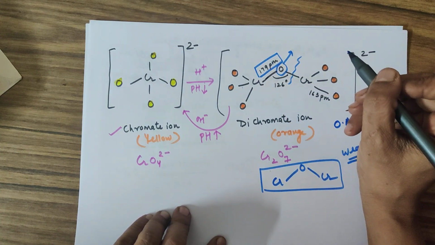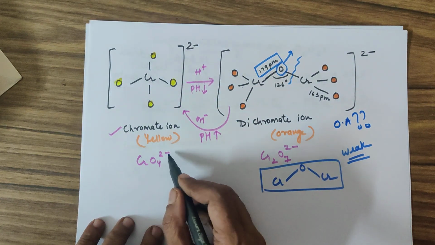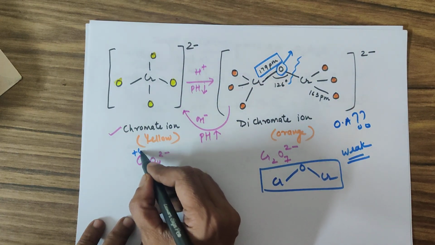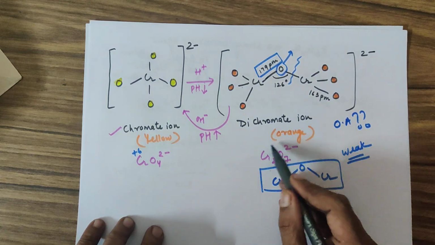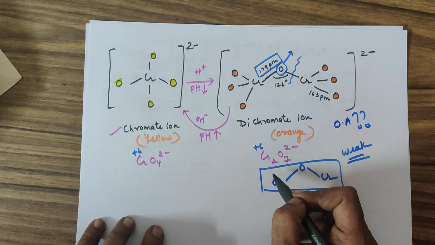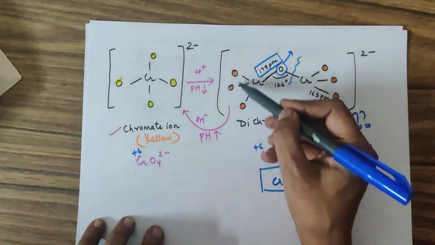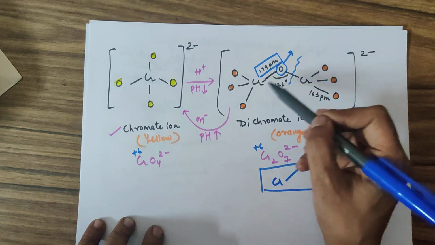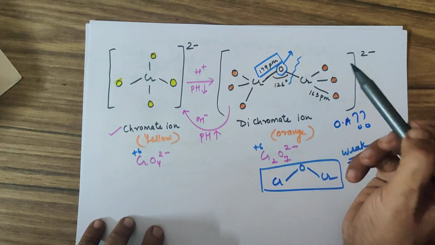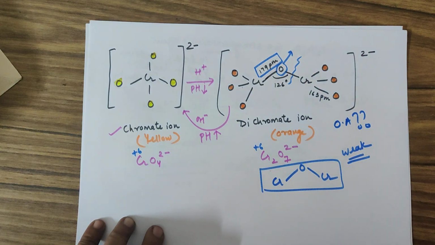Question पूछने का क्या तरीका होता है? What is the oxidation state of chromium in CrO4 2 minus? The oxidation state is +6. What is the oxidation state of chromium in dichromate? Again it is +6. Which is a better oxidizing agent? It is not because of oxidation number. It is because of the structure, because of the bond which is weak, easily gives you oxygen and acts as a better oxidizing agent. Fine?